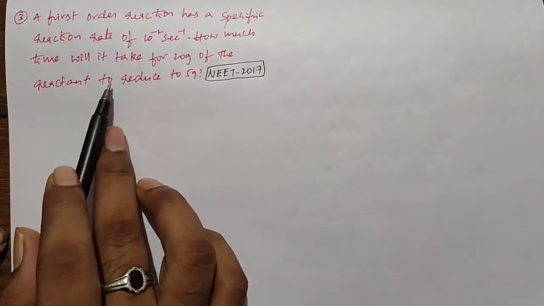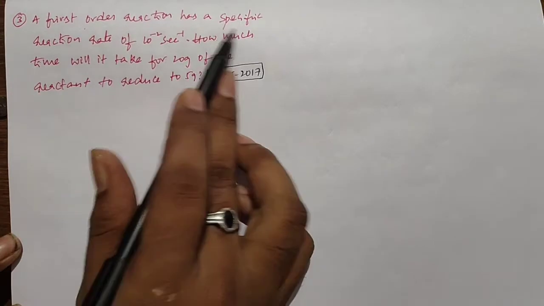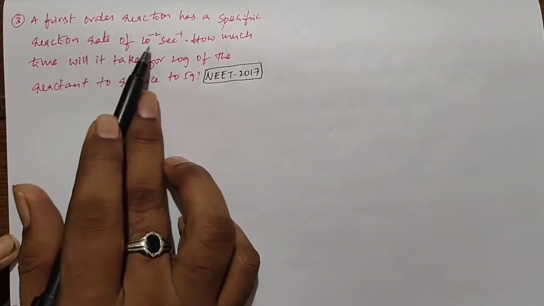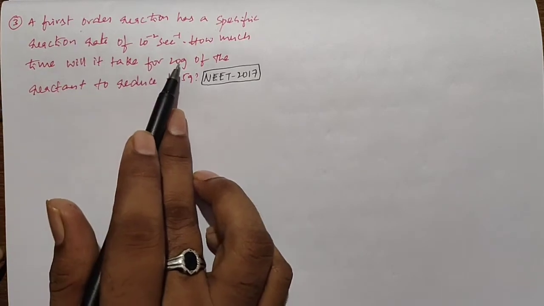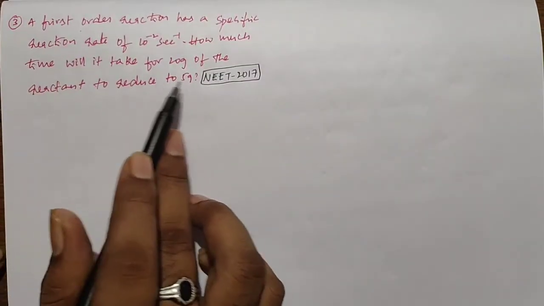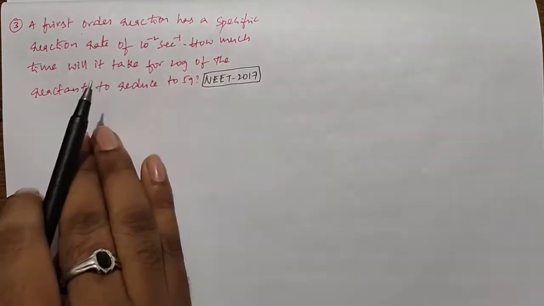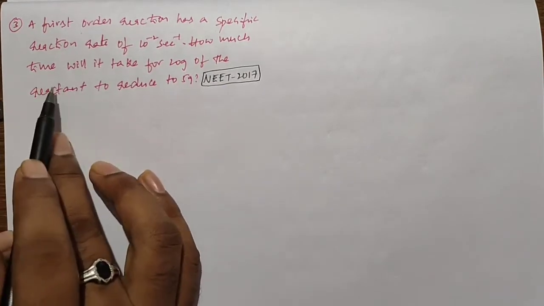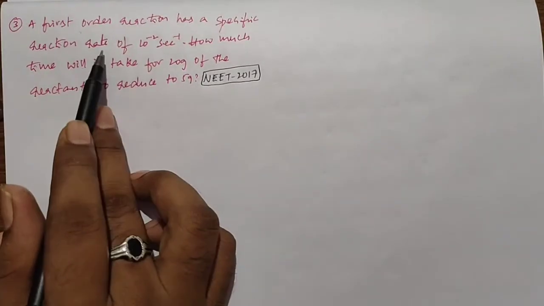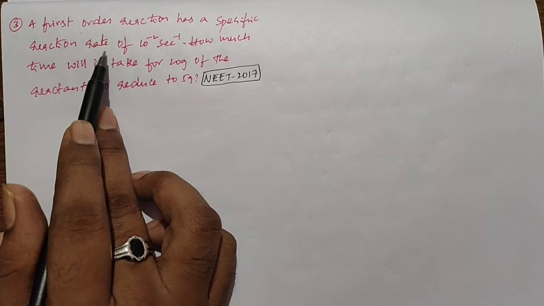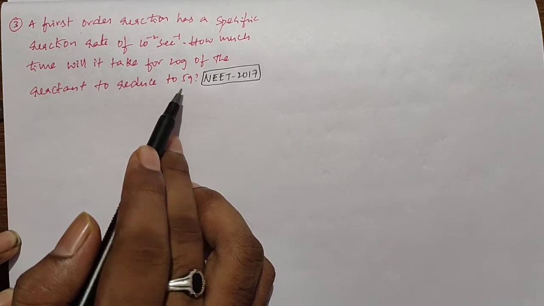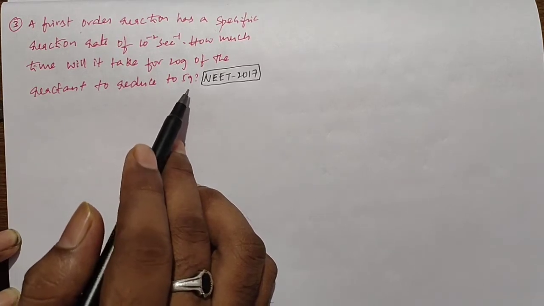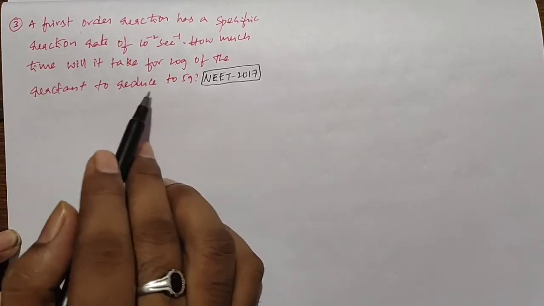Okay students, this is the next problem. A first order reaction has a specific reaction rate of 10 power minus 2 per second. How much time will it take for 20 grams of the reactant to reduce to 5 grams? So the given reaction is a first order reaction, and the specific reaction rate, meaning the rate constant, is given, and the initial and final concentrations are given. It asks about the time taken for the disappearance of the reactant.